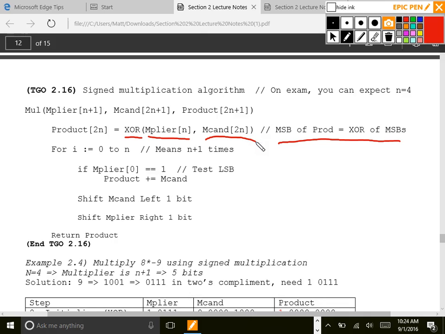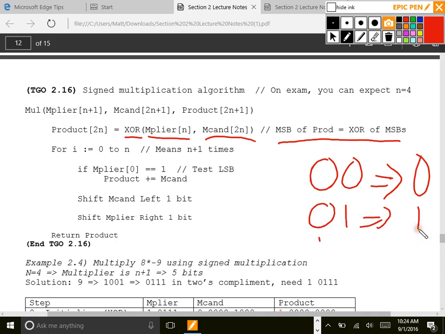And the reason we're doing that is if it's 0 and 0, that means we want it to be 0, our multiplication is going to be positive. If it's 0 and 1, it's going to be negative. 1 and 0, it's going to be negative. 1 and 1, multiplying 2 negative numbers gives me a positive value.